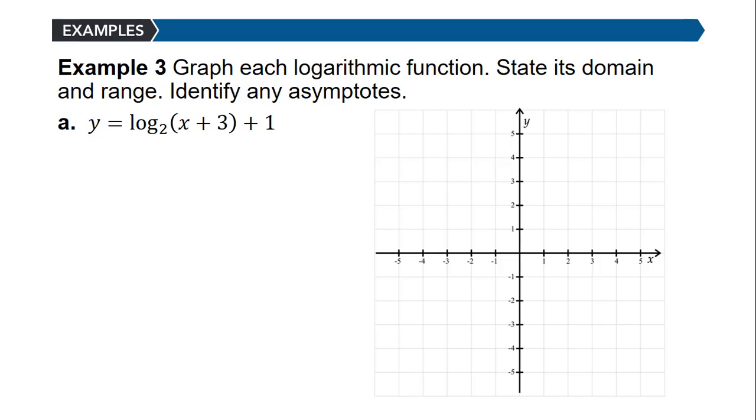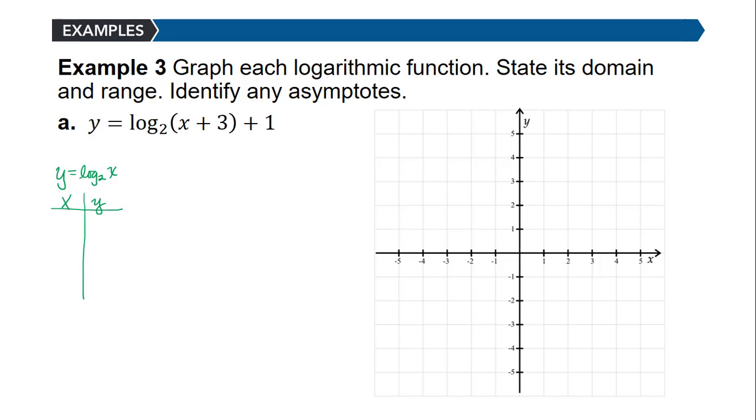So what we're going to do now is to graph log functions using transformations. I didn't summarize those again here, but hopefully you have learned those throughout the course. We want to state the domain and range and identify any asymptotes. So on this first function, I have y is equal to log to the base 2 of (x + 3) plus 1. So it's really important for us to have in our mind what points are on the basic log to the base 2 of x. And we just did this a moment ago.